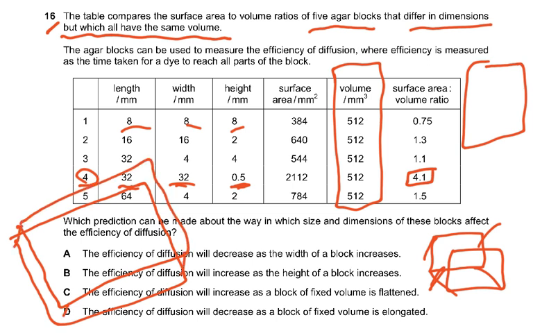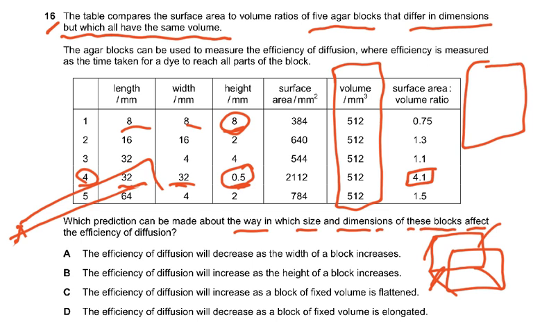Because it's only 0.5. This was 8 height. This is 0.5 height. So you've got to understand how they're answering the question, how they're asking the question, where efficiency is measured as the time taken for a dye to reach all parts of the block. So which prediction can be made about the way in which size and dimensions of these blocks affect the efficiency of diffusion?